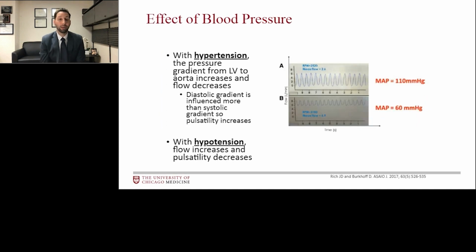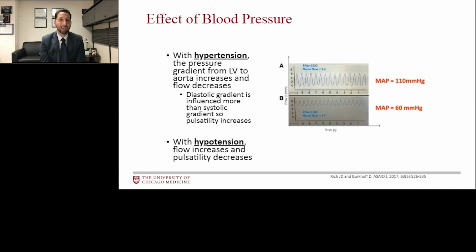Okay, let's now shift focus to the effects of blood pressure. With hypertension, the aortic pressure obviously goes up. That is the definition of hypertension. And so the pressure gradient between the aorta and the left ventricle will widen with hypertension, and flow will decrease. However, diastolic flow will drop more than systolic flow, and flow pulsatility will widen. And this will become clear on the next slide.